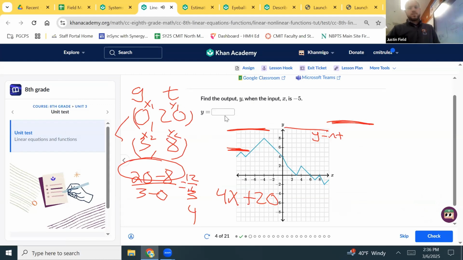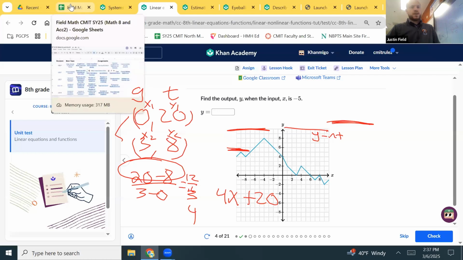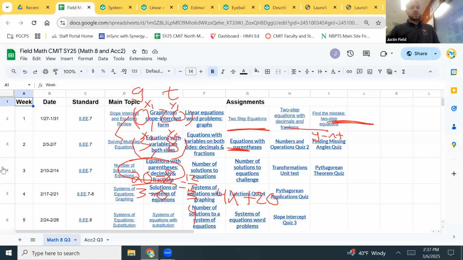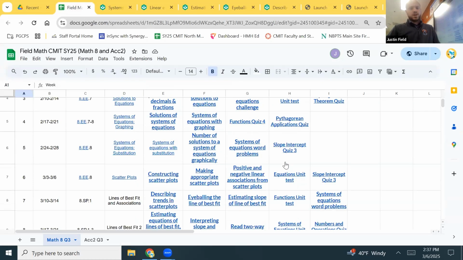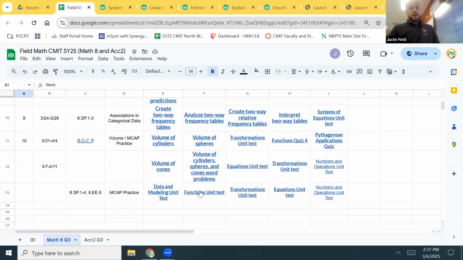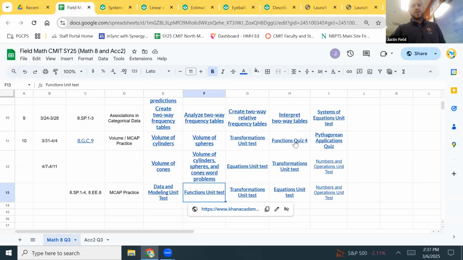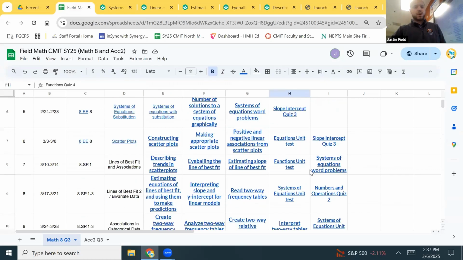Okay, we already did this one. And so go through this in an effort to capture your traffic light problems. Okay, because we're doing the functions unit test. And then down here, we're going to come back to the functions unit test. We're going to do functions quiz 4.